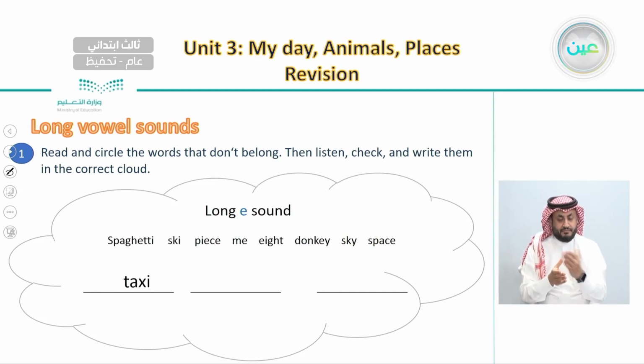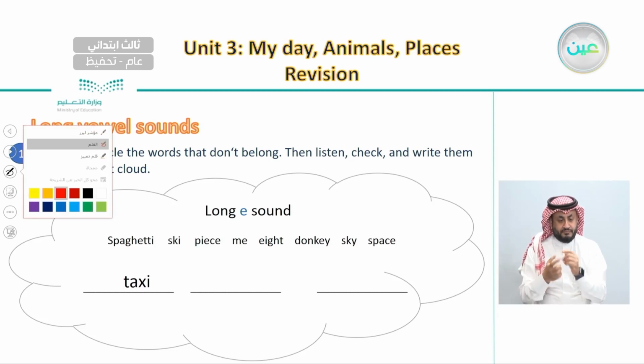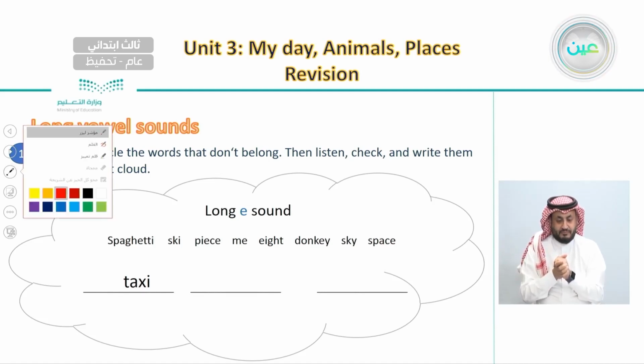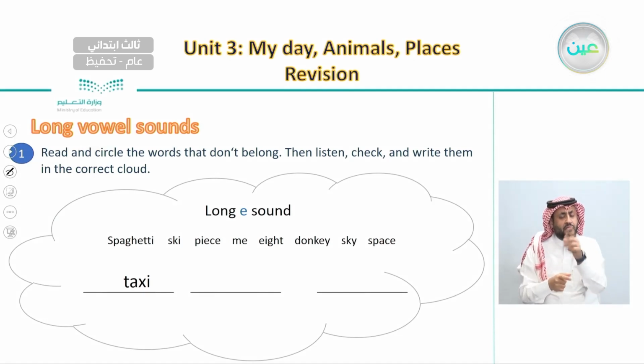Let's listen to it. So, the first word we have with this cloud is spaghetti, ski, peace, me, eight, donkey, sky, and space. So here we have spaghetti, ski, peace, me, and eight.